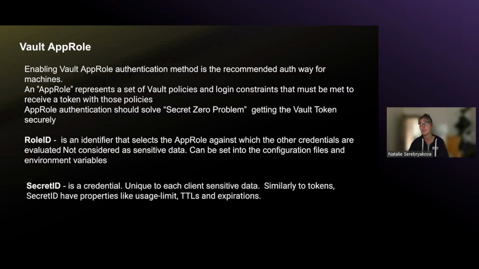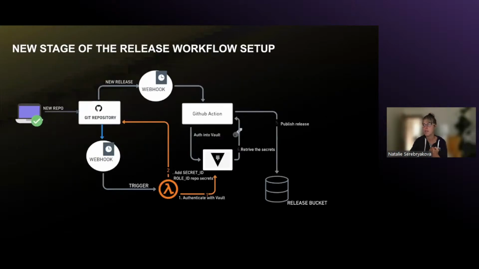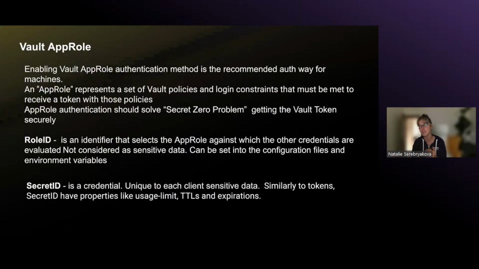Moving forward, implementing the Lambda from the previous slide will help us solve the problem of secret zero, because getting the Vault token to authenticate and get the secrets also has to be done securely.